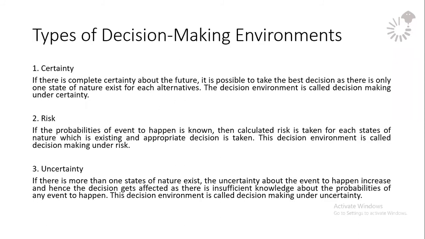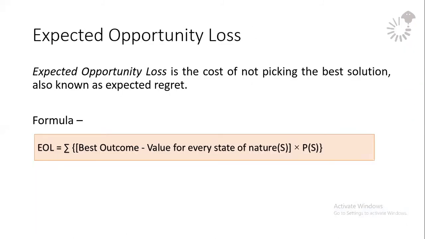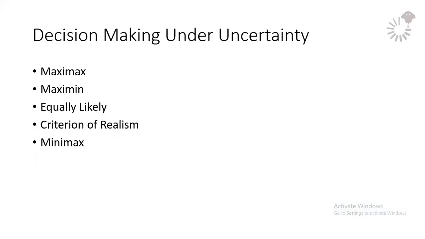Oh, ulitin natin. Again, we have 3 decision-making environments: certainty, risk, uncertainty. For theory models, we have 3 listed decision theory models under risk. Under risk, tatlo sila: EMV, EVPI, and EOL. For decision-making under uncertainty, we have 5: maximax, maximin, equally likely, criterion of realism, and minimax. Bale, 8 in total yung decision theory models na i-discuss natin today.